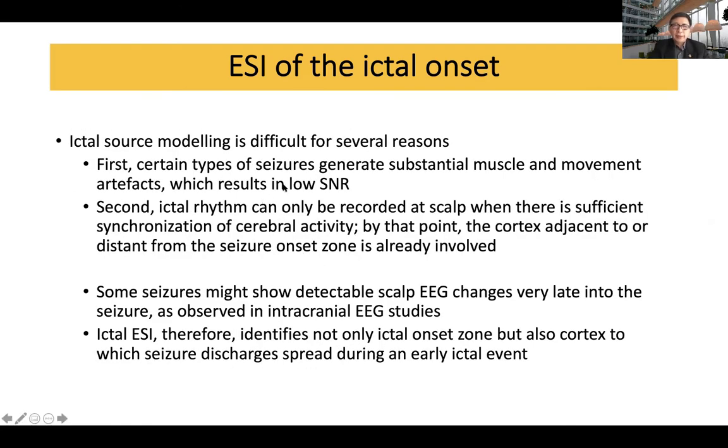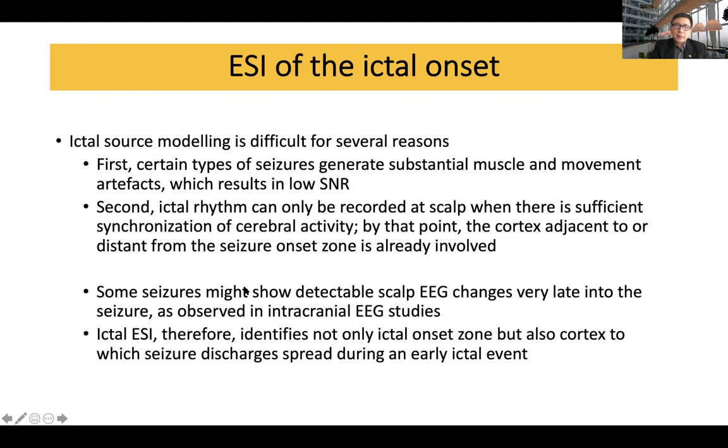Ictal source modeling is difficult for several reasons. One is that a certain type of seizure generates substantial muscle and movement artifact when the seizure starts, which results in a low signal-to-noise ratio. Secondly, ictal rhythm can only be recorded at the scalp when there is sufficient synchronization of cerebral activity by that point. The cortex adjacent to or distant from the seizure onset is already involved, particularly when the seizure is spreading very quickly.